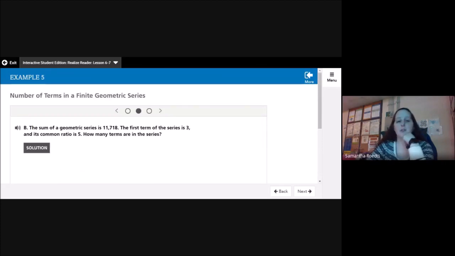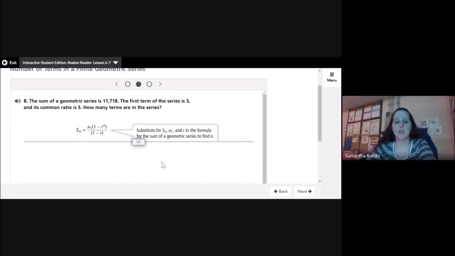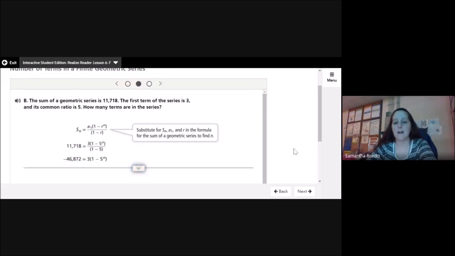The sum of a geometric series is 11,718. The first term of the series is 3, and its common ratio is 5. How many terms are in the series? So again, I'm going to start with this definition, substituting for S sub n, a sub 1, and r in the formula for the sum of the geometric series to find n. So I get 11,718 equals 3 times 1 minus 5 to the n divided by 1 minus 5. I simplify.